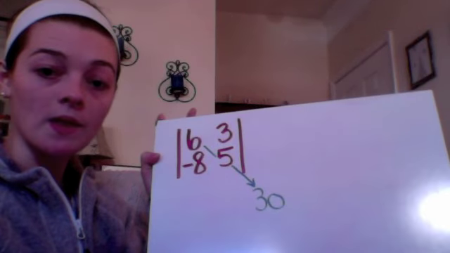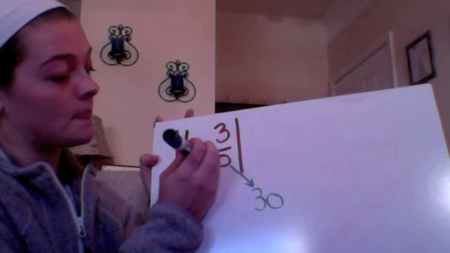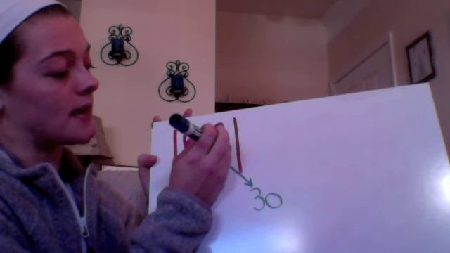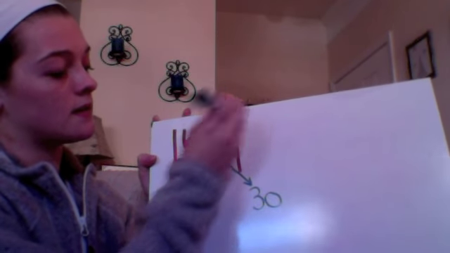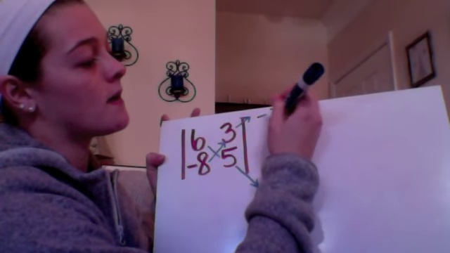Alright, the next thing I'm going to do is take the bottom left-hand corner number and multiply it by the upward diagonal of 3. So we have negative 8 times 3. Well, that is negative 24.